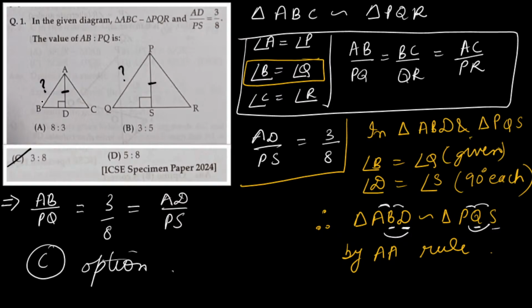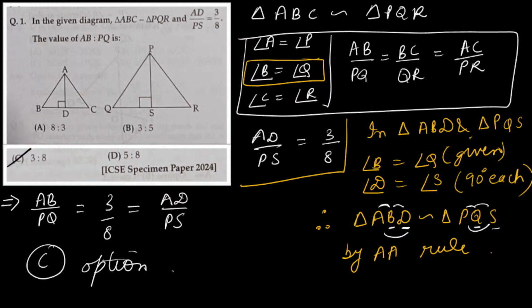AB is to PQ. So we just proved these two triangles similar, triangle ABD and triangle PQS. After proving their similarity, we wrote the ratio of the corresponding sides as equal, and then we got the value of AB by PQ is equal to AD by PS, which is equal to 3 is to 8. Is this question clear? When you solve it, it might not look very lengthy, but I was doing the explanation also, so that's why it took time. Although it's MCQs, still it took time to do this question.